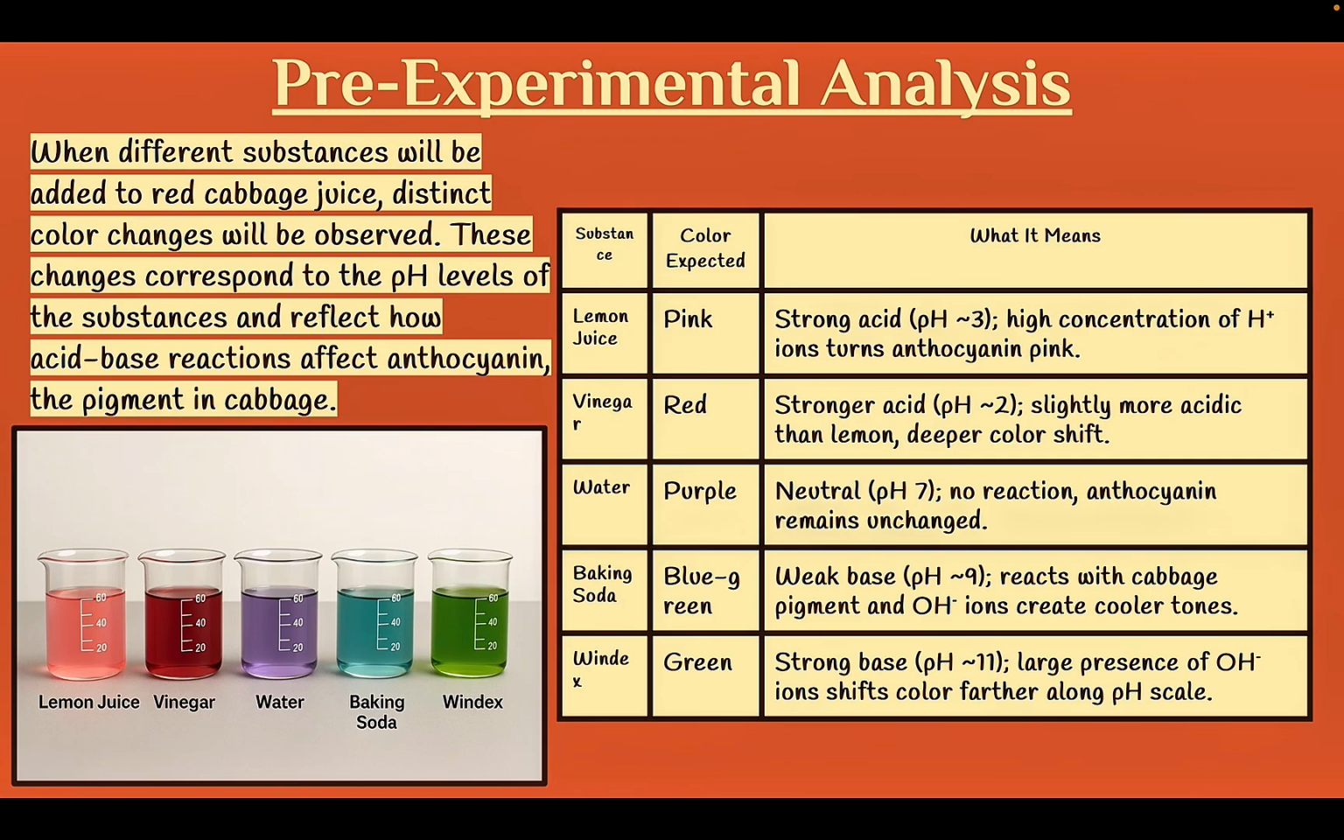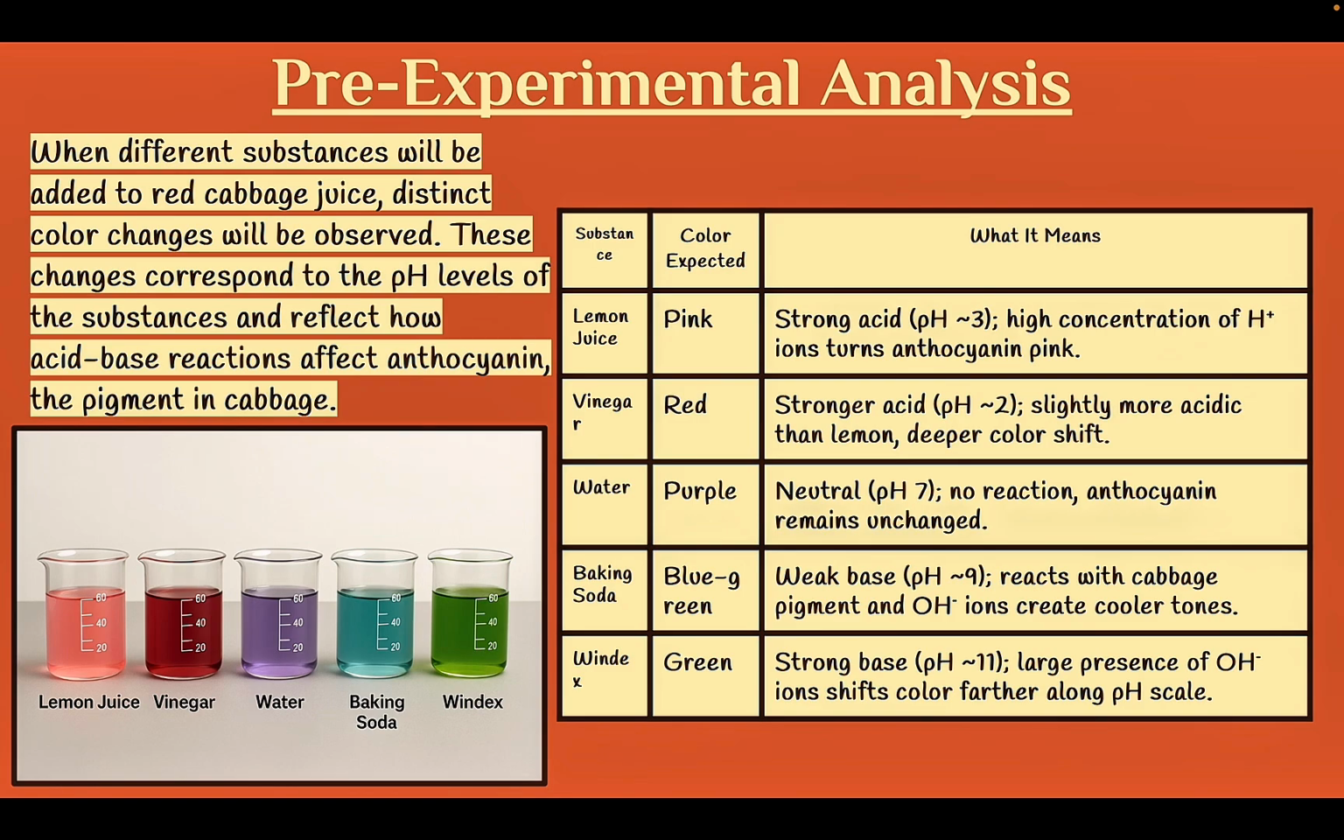We expect lemon juice to be pink, vinegar to be red, water to be purple, baking soda to be blue or green in between, and Windex to be green. This is based on the pH. As you can see, lemon juice has an expected pH of 3, vinegar 2, water 7, baking soda 9, and Windex 11. So let's move on to the next slide.